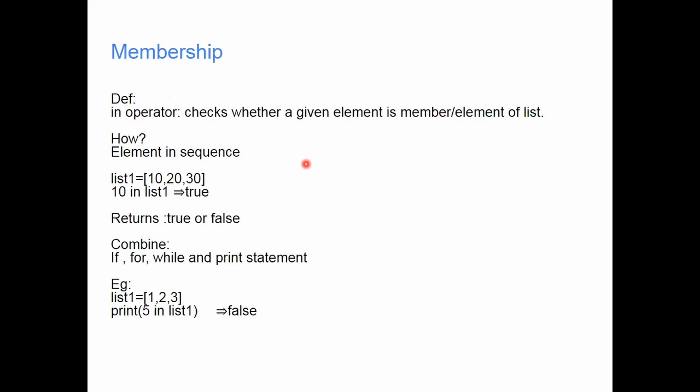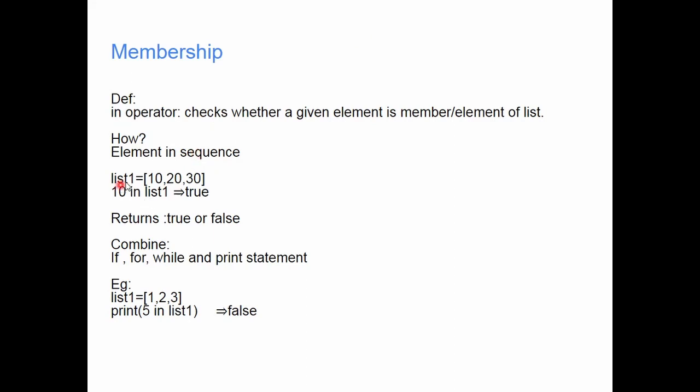In Python, we check membership by using the in operator. So the keyword will be in. This in operator checks whether a given element is a member of the list. The method is to use the element, the in keyword, and then the sequence. For example, here the sequence is a list.